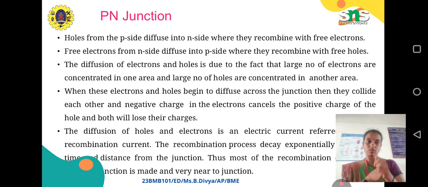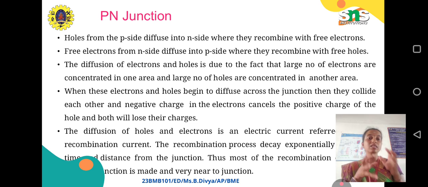The diffusion of electrons and holes is due to the fact that a large number of electrons are concentrated in one area and a large number of holes are concentrated in the other area. As I told you already, there is a large number of holes in the p side and a large number of electrons in the n side, and they will get diffused, or attracted to each other.